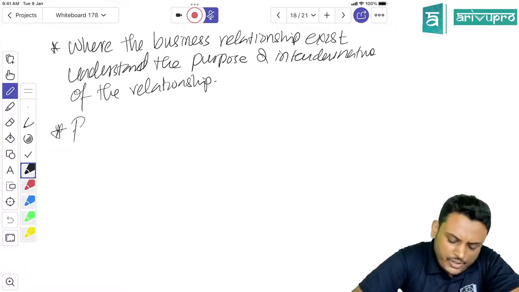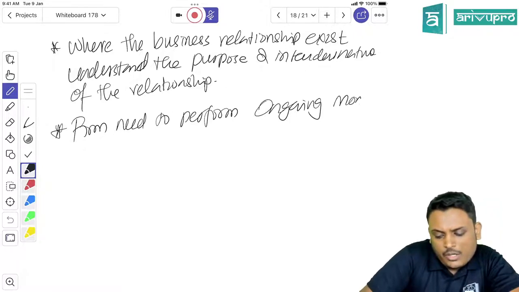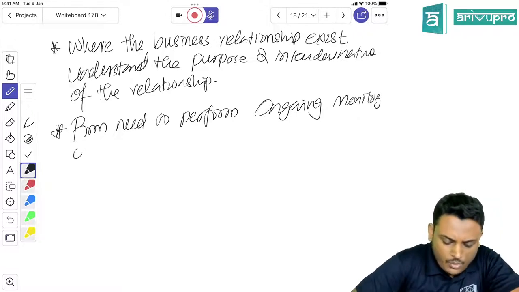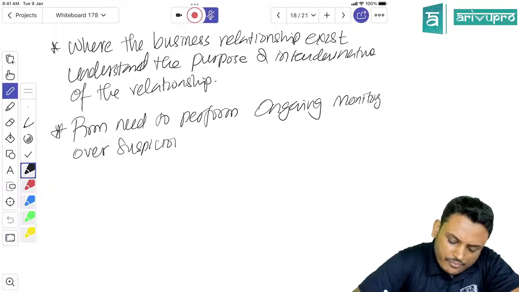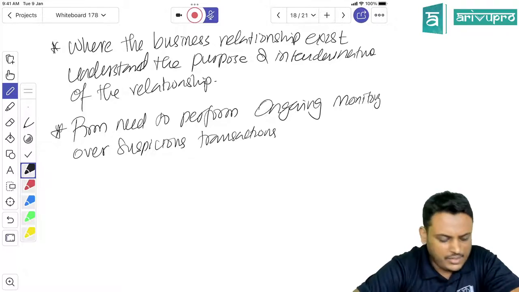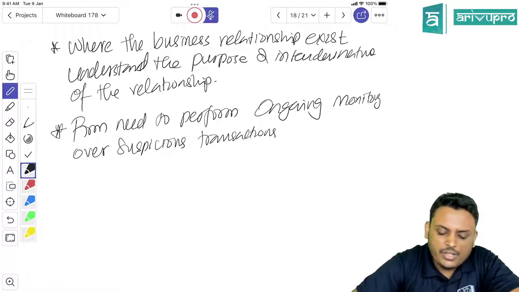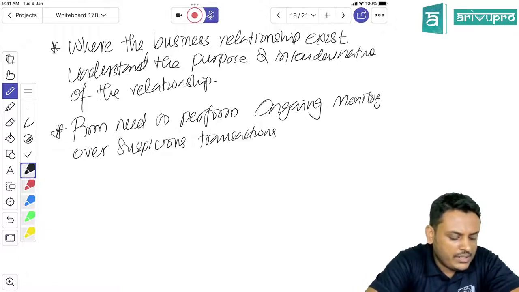And also the firm needs to perform ongoing monitoring over suspicious transactions. Normally, if there is any money laundering risk, we should always monitor the suspicious transactions. Suspicious transactions need to be understood. So these are the ways of providing customer due diligence.